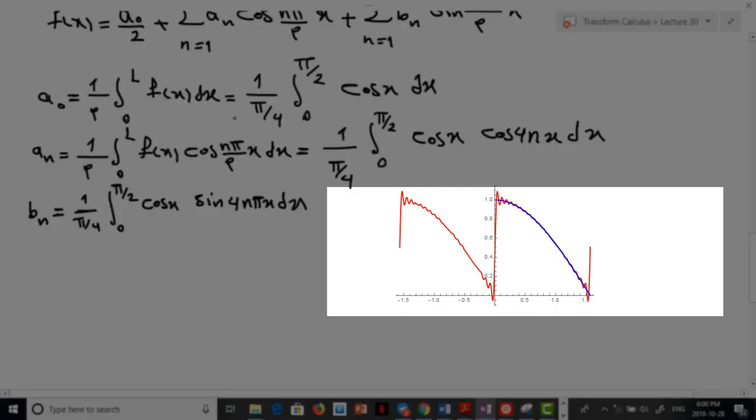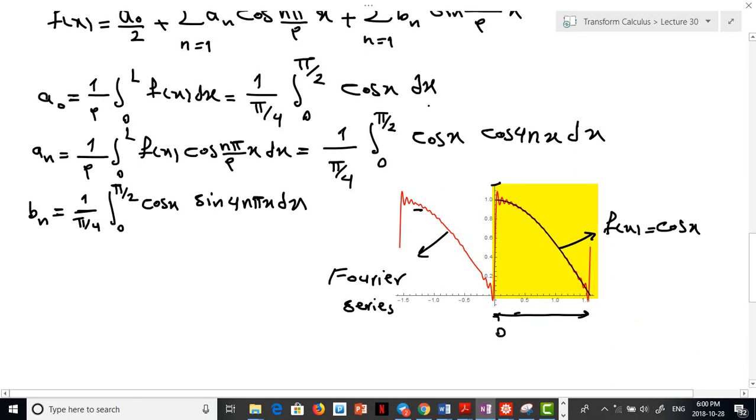In this case, the red one is the Fourier series again, and the blue one is f(x) equal to cosine x. Again, in this range 0 to L, we could find the Fourier series of our function. So you could see that it doesn't matter which approach you use. You can use Fourier series, cosine series, or sine series to find the Fourier series of cosine x in the range of 0 to L.